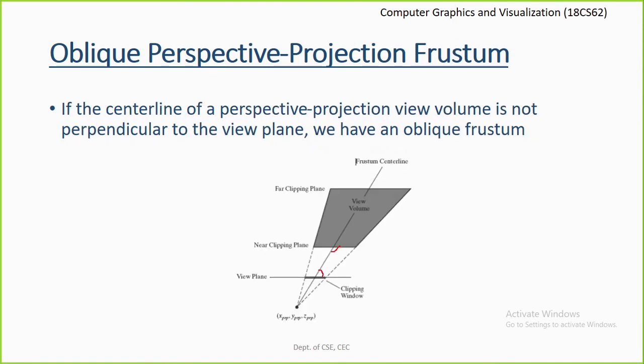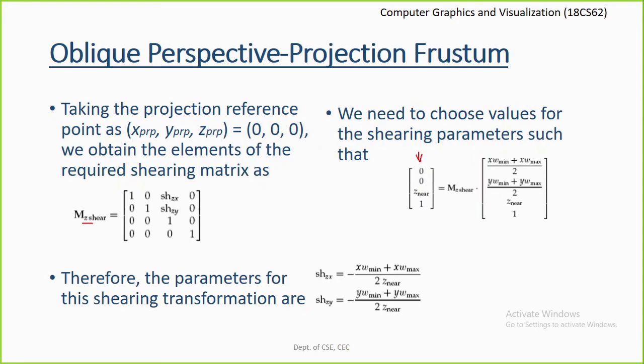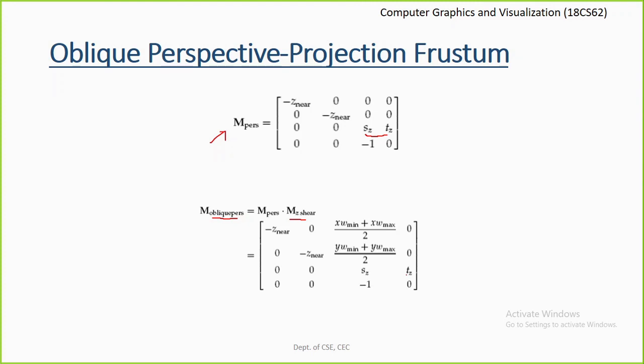And then we discussed what we mean by an oblique perspective projection frustum. Any non-symmetric perspective projection frustum can be called an oblique one. If the center line of a perspective projection view volume is not perpendicular to the view plane, then we have an oblique frustum. Then we discussed a bunch of matrices, right? So for this, I'm going to end today's session.